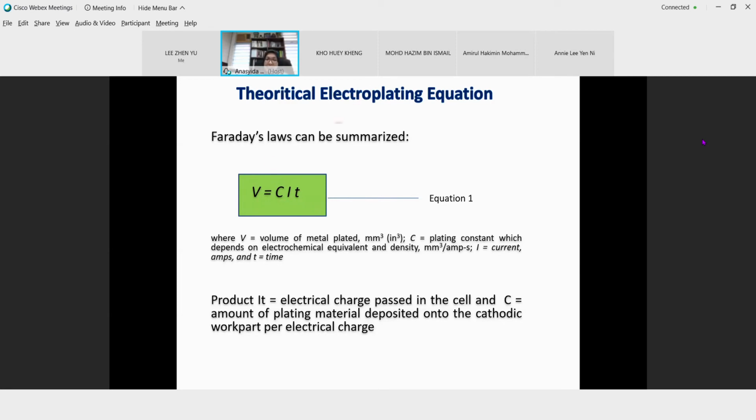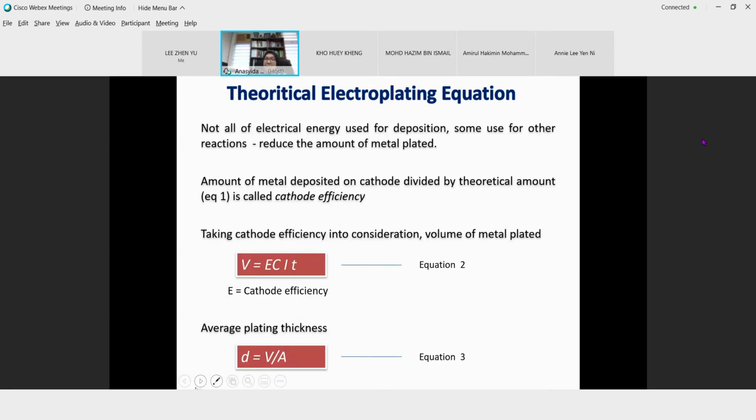So this is Faraday's law, but in actual practice, not all the energy we supply is used. Remember, same goes for welding: when you give a source of heat to welding, some of the heat will be dissipated. Same goes for this electrical process, right? Not all the energy from the battery or other source is used for the plating process. Some might not be fully used. So what happens here?